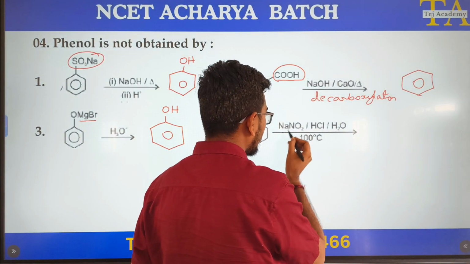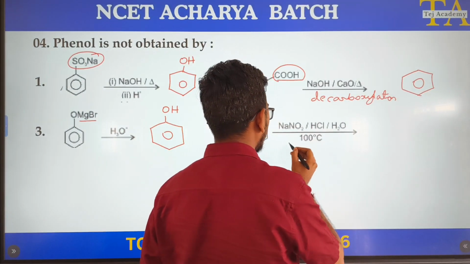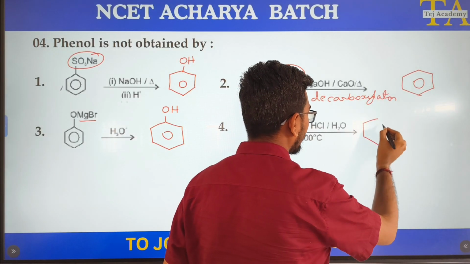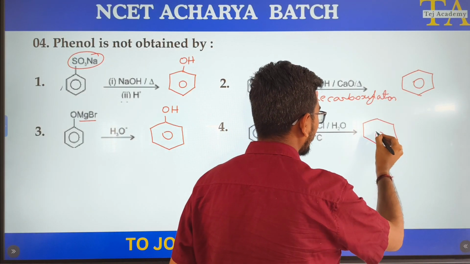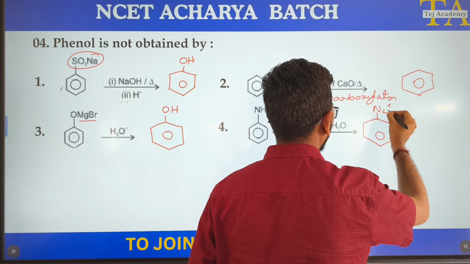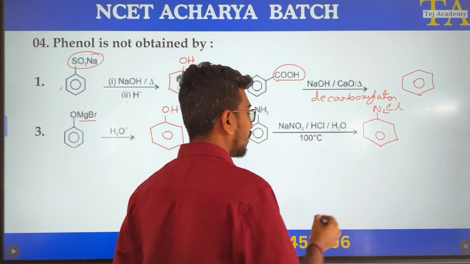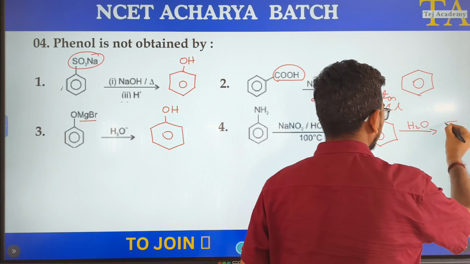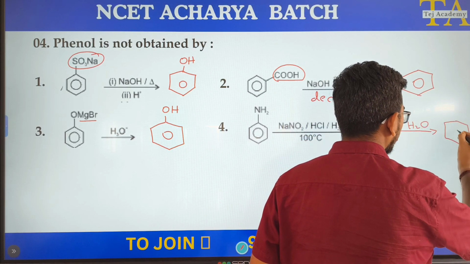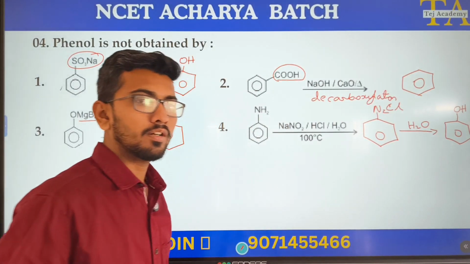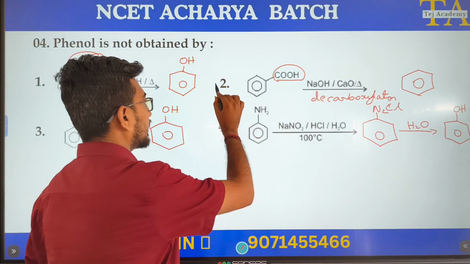Now here, in the presence of NaNO2 along with HCl, we'll first get an intermediate product, N2Cl. Upon hydrolysis, we will get phenol as a substituent group. So now, in which option are we not getting phenol here? Second option.